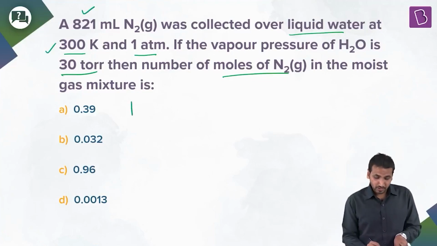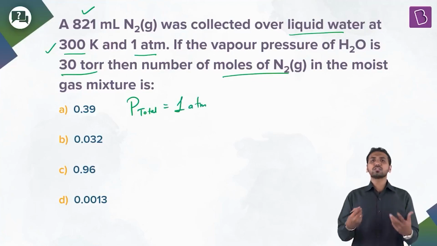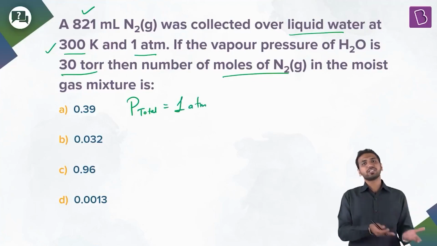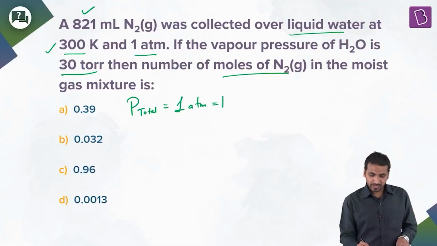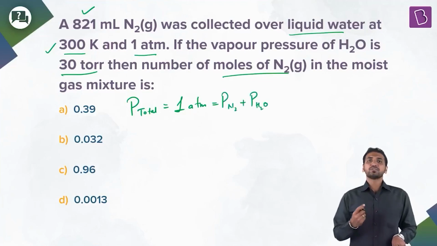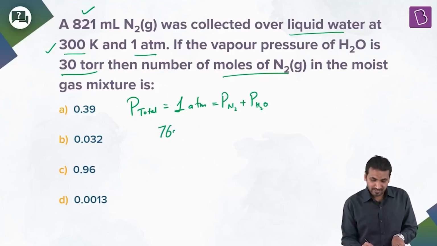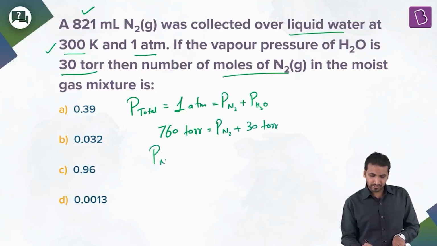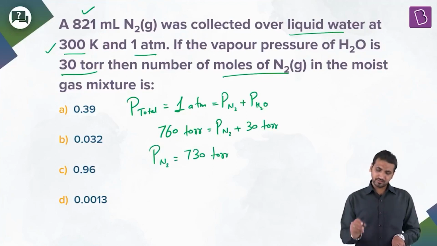Let's see. The total pressure given to you is 1 atm. Can I say this total pressure will be the sum of the pressure of nitrogen and water vapor? So I can write it as P N2 plus P water vapor. For water vapor, you are given 30 torr, but here the unit is 1 atm. So let's convert that. 1 atm is 760 torr, equal to P nitrogen plus 30 torr. From here I can calculate the pressure of nitrogen gas is going to be 760 minus 30, that is 730 torr. Makes sense, right?